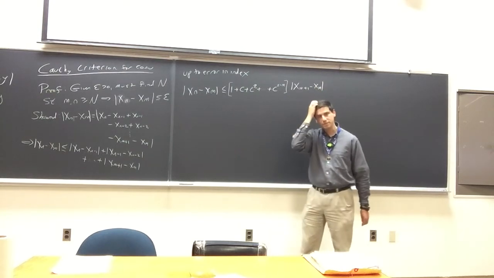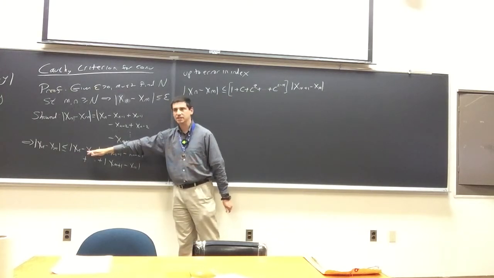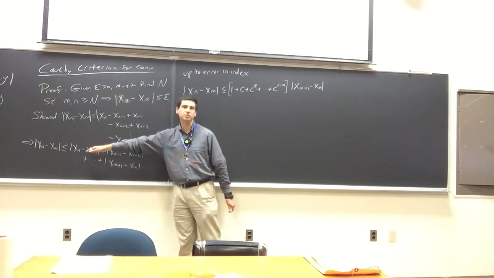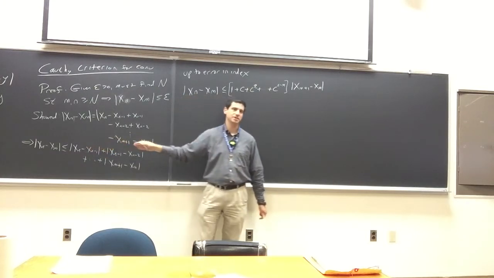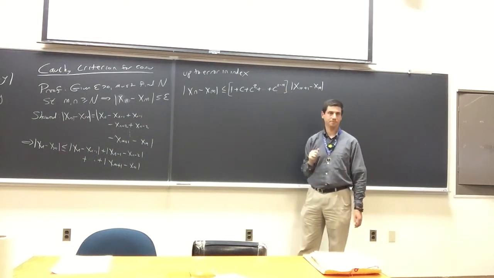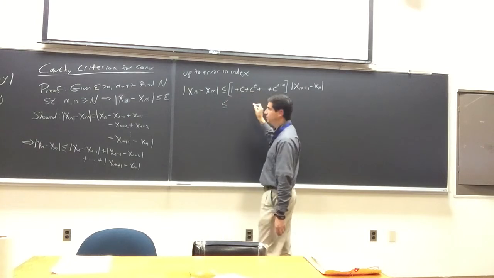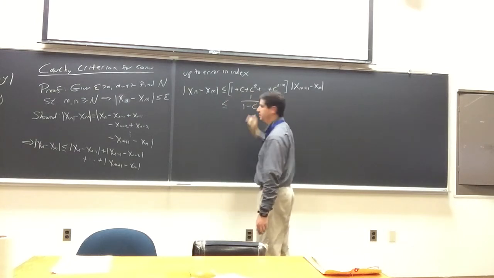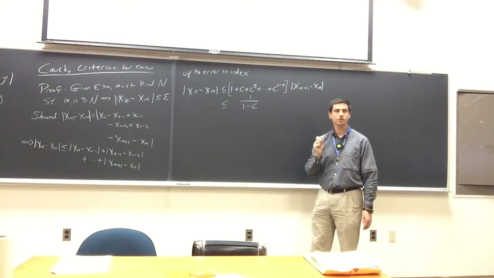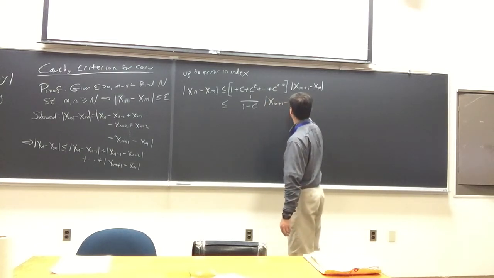And what we do is we just keep shifting things down. So if we have |x_n - x_{n-1}|, that's less than or equal to c times |x_{n-1} - x_{n-2}|, which would be less than or equal to c squared |x_{n-2} - x_{n-3}|, et cetera, et cetera, et cetera. And so we just add them all up. Well, this will be less than or equal to the infinite sum, which is 1 over 1 minus c, because it's a geometric series and c is strictly less than 1, times |x_{m+1} - x_m|.